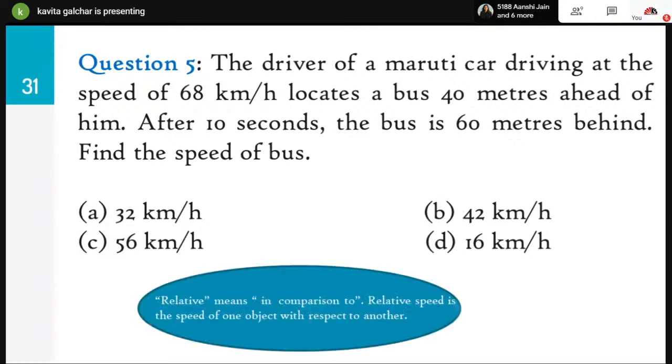See, relative means in comparison to. Relative speed is the speed of one object with respect to another. It is possible that both the objects are moving or one of them is stationary, as we have seen in the example of a train and a platform, where the platform is stationary.